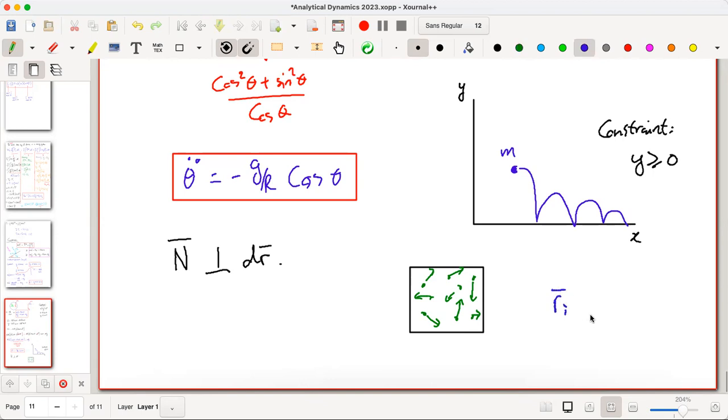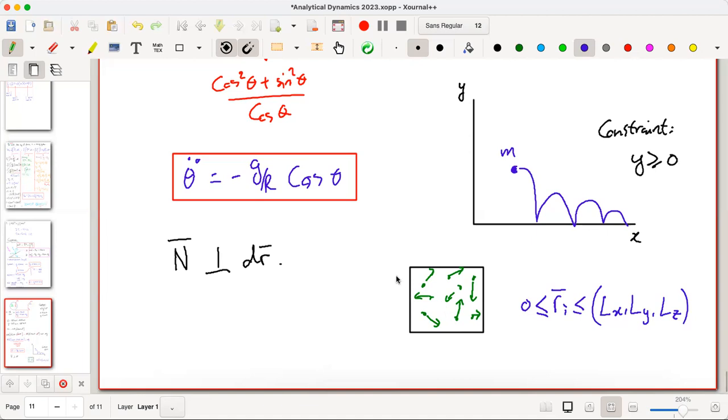So the constraint is that r_i is (x_i, y_i, z_i), where i is the number of the particle, the ith particle. The x, y, and z position of each particle cannot be bigger than the size of the container. Let's say this is the length, this is the width, and this is the height of the container. So the particles cannot move outside the container. So this is also another constraint.